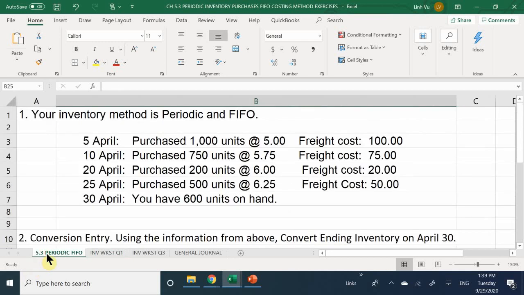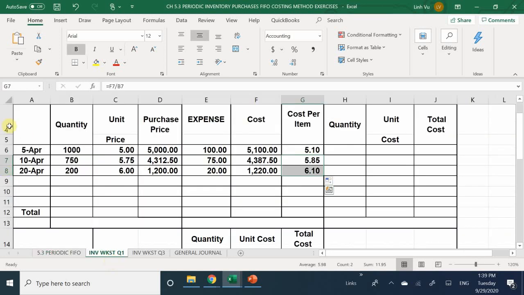All right, what has happened on April 25th? Okay, April 25th, purchased 500 units at $6.25 each, with freight cost of $50. Perfect. So we purchased on April 25th 500 items at $6.25 each, and my freight is $50. Okay, so what's my purchase price going to be for April 25th?